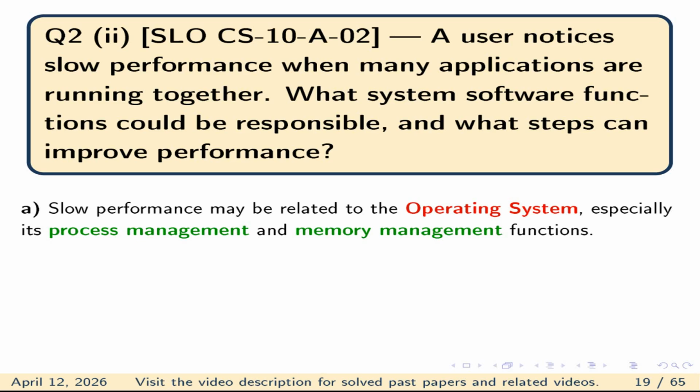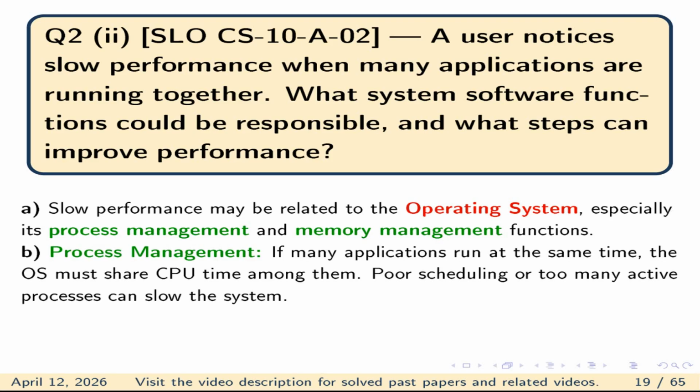Question 2. A user notices slow performance when many applications are running together. What system software functions could be responsible and what steps can improve performance? Slow performance may be related to the operating system, especially its process management and memory management functions.